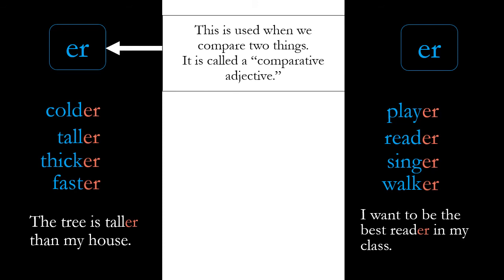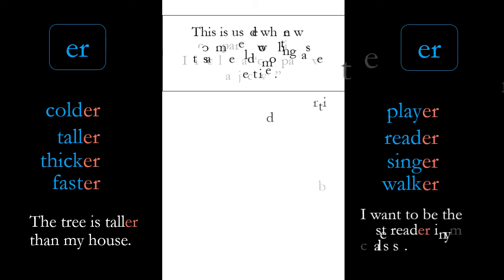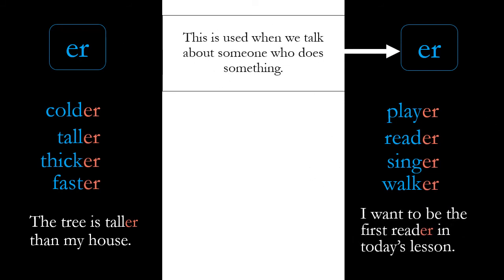Now, I'm going to give you the big boy pants word, the big girl pants word. If you don't want to remember it, that's fine. I'm not going to test you on it. When we use ER in this way, it is called a comparative adjective. I know that's a mouthful, a comparative adjective. When we use ER in this other way, we use it to talk about someone who does something. A person who plays is a player. A person who reads is a reader.